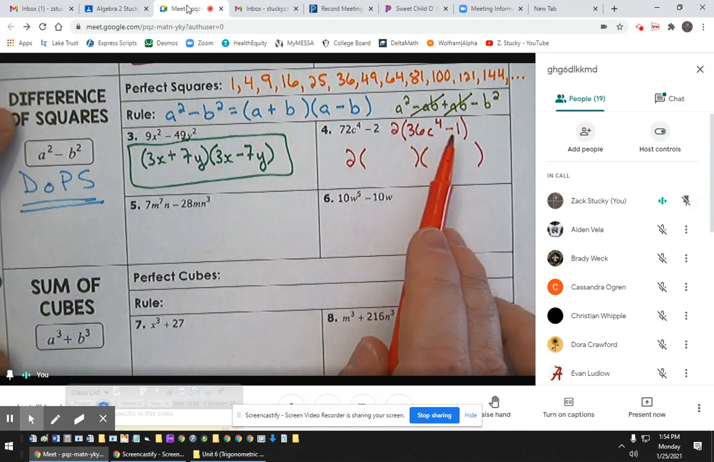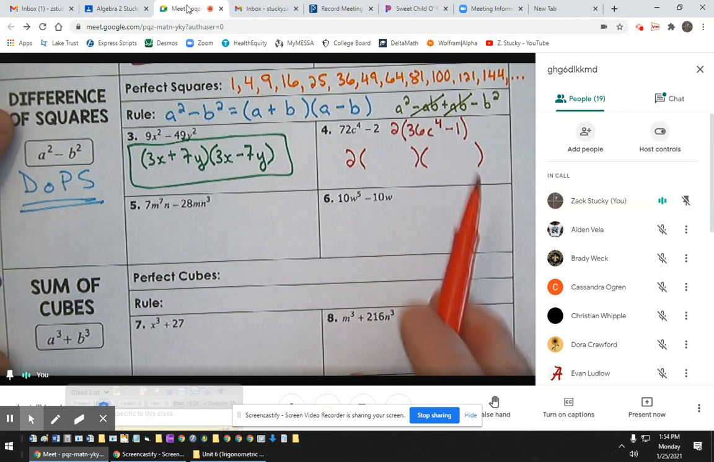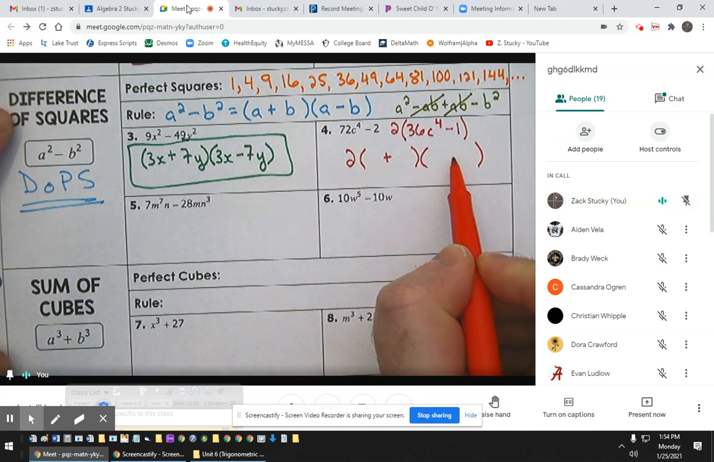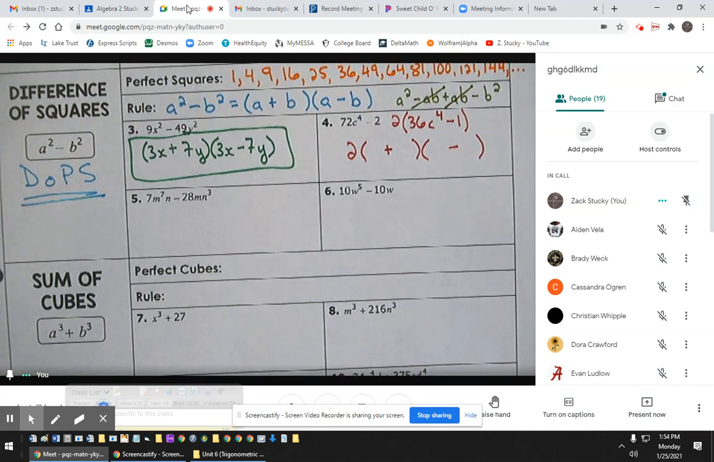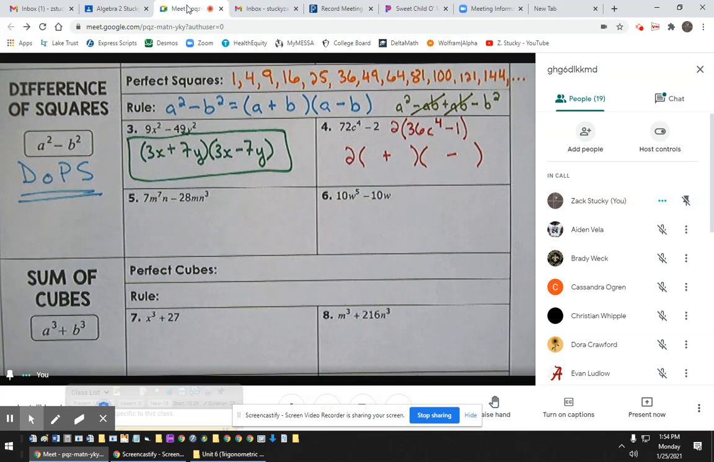36 is a perfect square. 1 is a perfect square. They're getting subtracted, so that's a difference of squares. I know 1 is a plus and 1 is a minus. You finish it. Let's see if you can do the next part. 10 seconds.